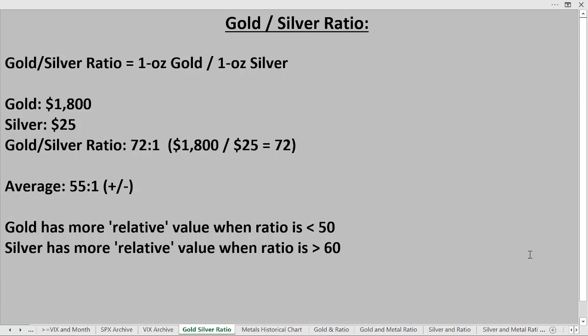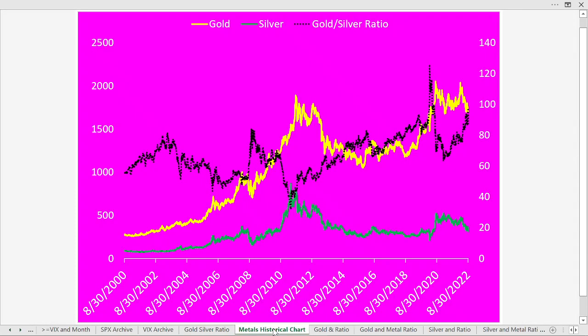Now, the way we use this is gold has a more relative value when the ratio is below 50. We'll see the gold silver ratio at 20, 30, 40. During those periods of time, gold tends to be a better buy. When we see the ratio above 60, such as 70 or 80, then silver seems to be more of a value.